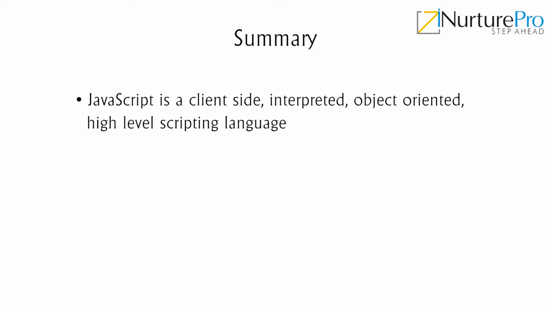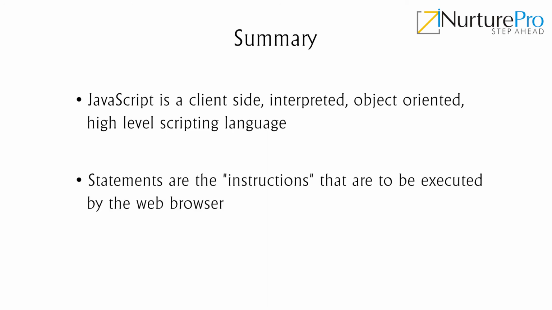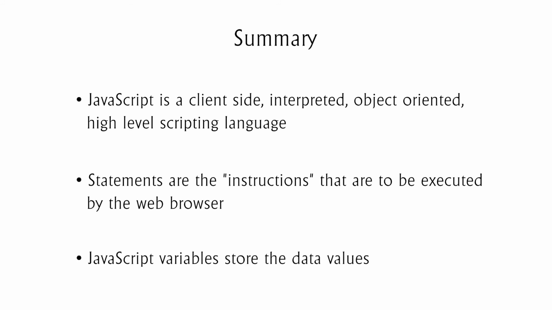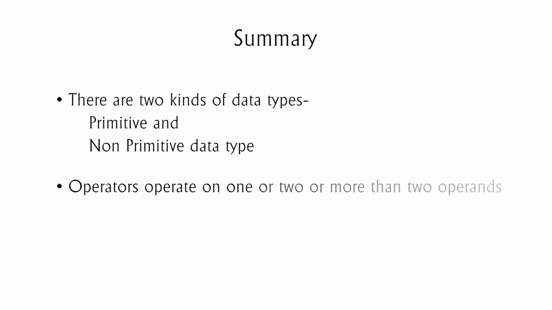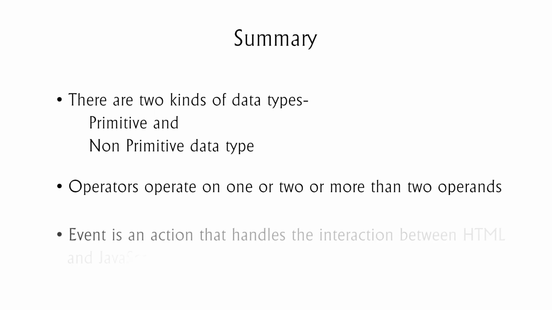Let us have a quick overview of what we have learned in this video. JavaScript is a client-side, interpreted, object-oriented, high-level scripting language. Statements are the instructions that are to be executed by the web browser. JavaScript variables store the data values. There are two kinds of data types, primitive and non-primitive data type. Operators operate on one or two or more than two operands. An event is an action that handles the interaction between HTML and JavaScript.